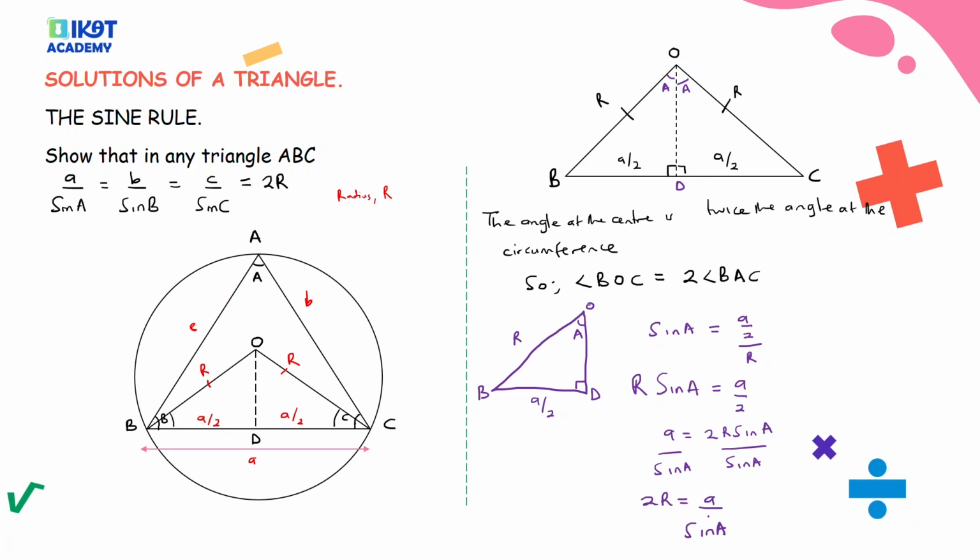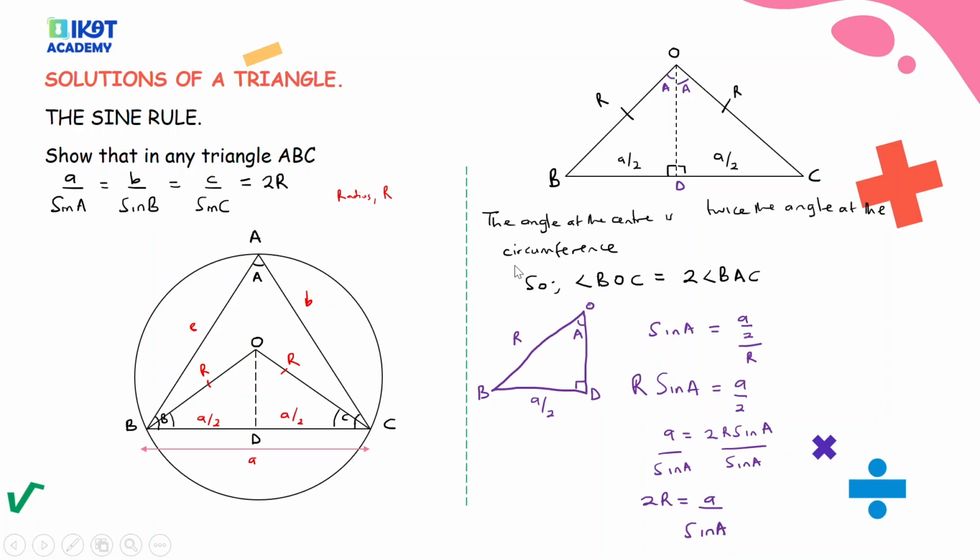Now, exactly what we've done here, we're going to do it for all the other angles. We're going to redraw this circle and this triangle, but for the next question we'll consider this other triangle. So I'm just going to do this same thing and display it for us to go through. Okay, so we were at 2R = a / sin A.